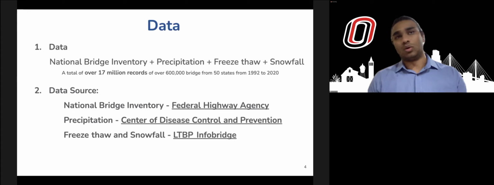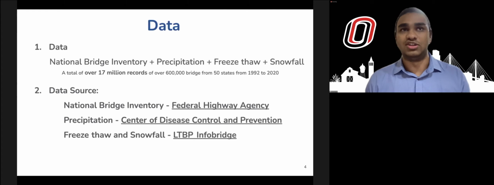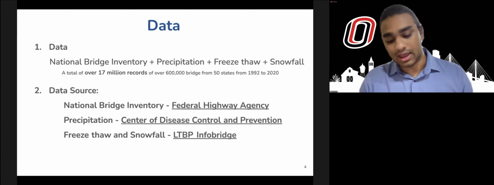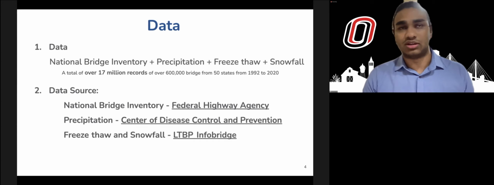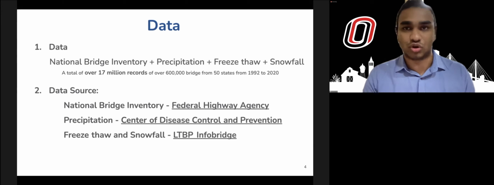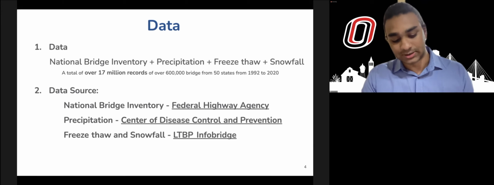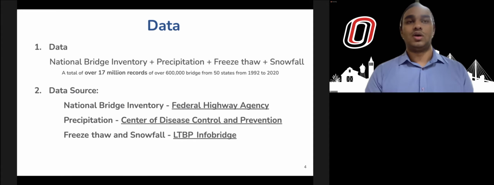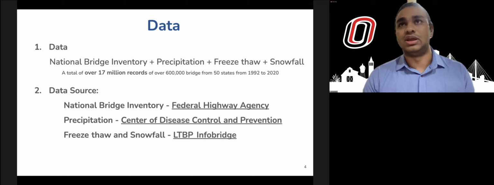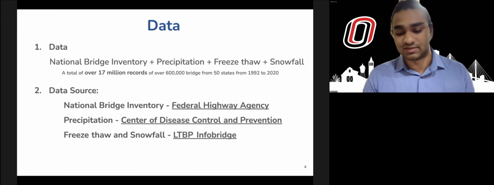So the data that we are working with is called an inspection record. Every bridge is inspected every 2 years. And there are over 600,000 bridges, so we have over 17 million records altogether from 50 states and from year 1992 to 2020. These inspection records altogether are called the National Bridge Inventory, which is hosted by the Federal Highway Administration. In addition, we also use external data because we want to account for weather patterns, geography, and demography, and see how their effect is on bridge deterioration and how it affects maintenances as well.